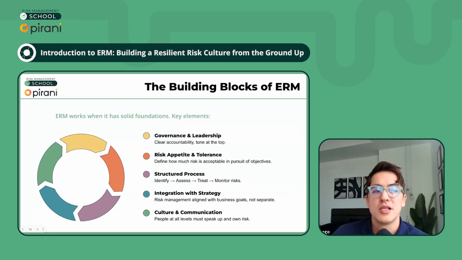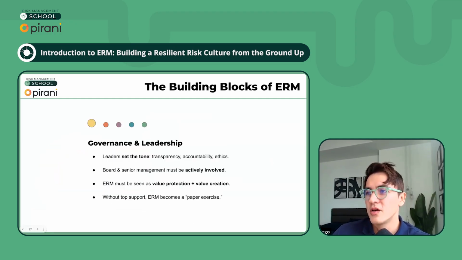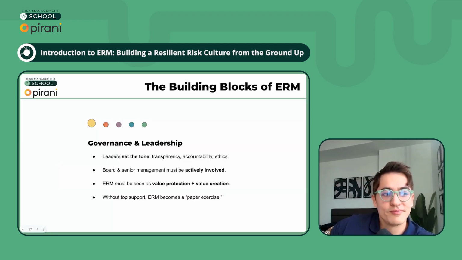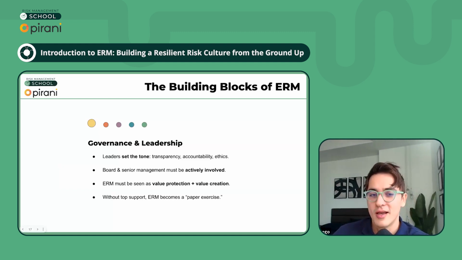So the building blocks, or the recommendation of what ERM, or enterprise risk management, should look like in your company, we select like five building blocks, five ideas that are very important. The first should be governance and leadership, because if we're talking about ERM, it should be connected with the strategy, with the goal, with the mission. But at the end of the day, the CEO and the board define that mission. So leaders set the tone: transparency, accountability, ethics. The culture of a company is usually the culture of the leaders.